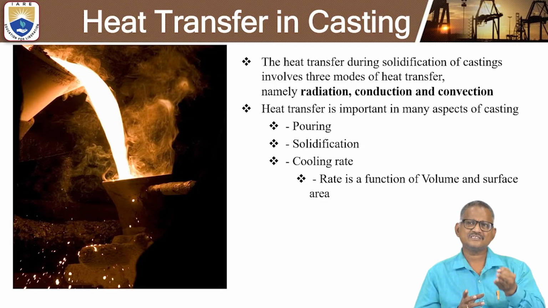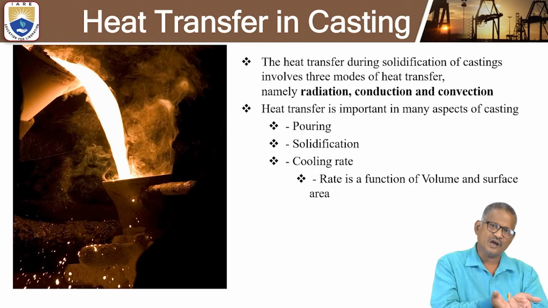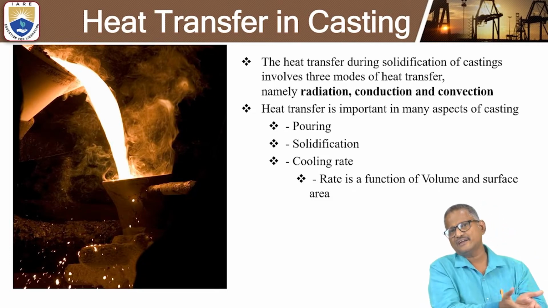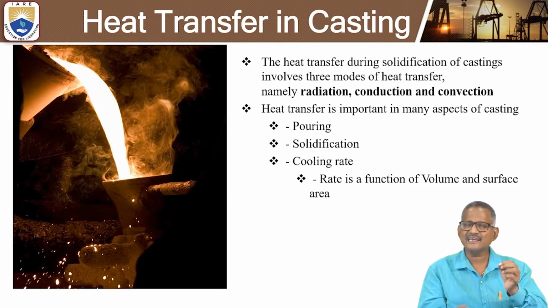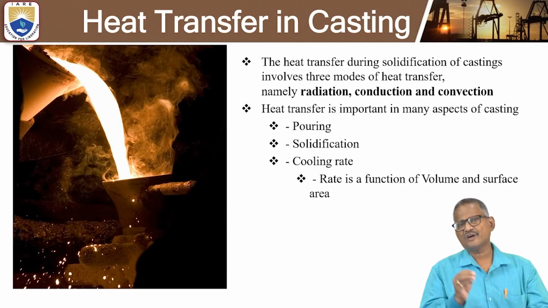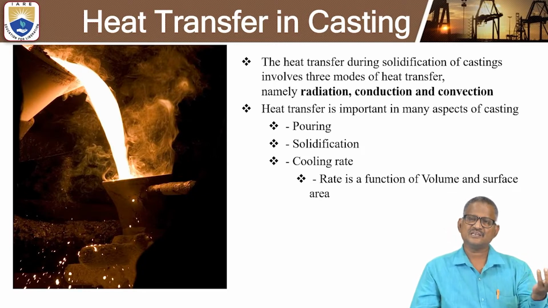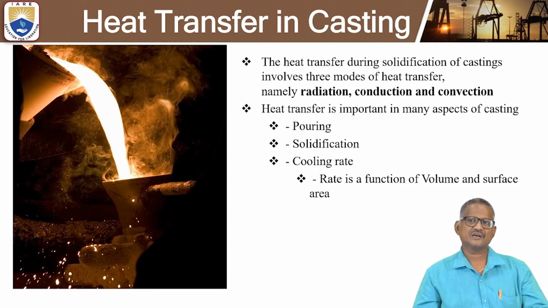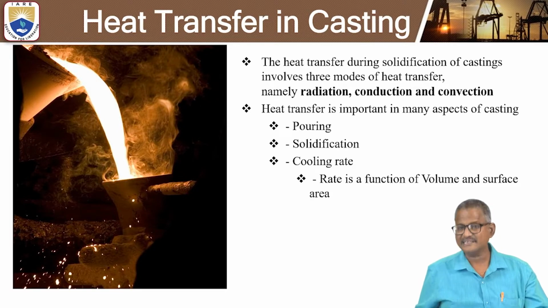Conduction, convection, radiation. These three are very important, and with them you can analyze many aspects of casting, like pouring, how you pour the molten metal from the ladle to the mold cavity, and how the heat transfer reduces the temperature, which makes it difficult to fill the mold cavity in the exact time. If you don't provide proper solidification time, it leads to drawbacks like porosity and other defects. That is why the cooling rate is a function of volume over surface area. So this is the heat transfer in the casting process.